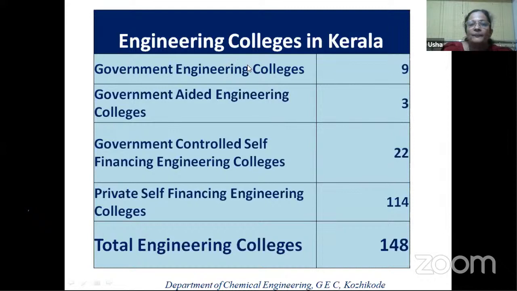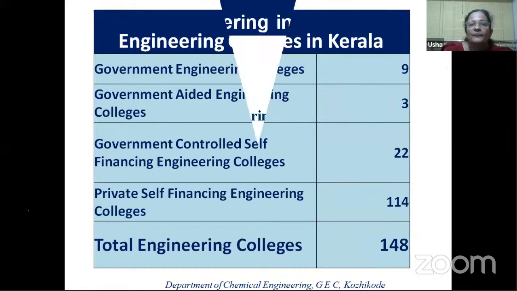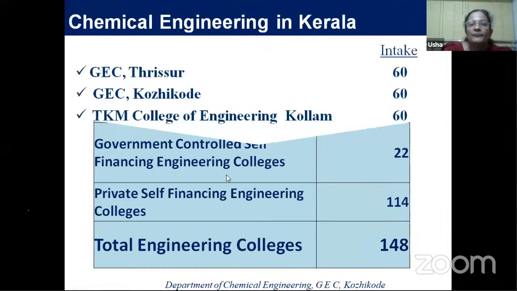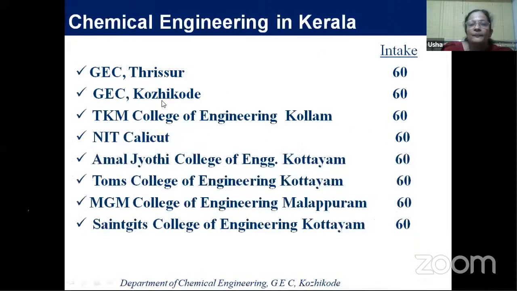Then I will give some information about the chemical engineering branches. These are the colleges having the chemical engineering branch. In Trichur, GEC Trichur is there, and GEC Kozhikode. Then TKM, and NIT Calicut is also included in the Kerala colleges.